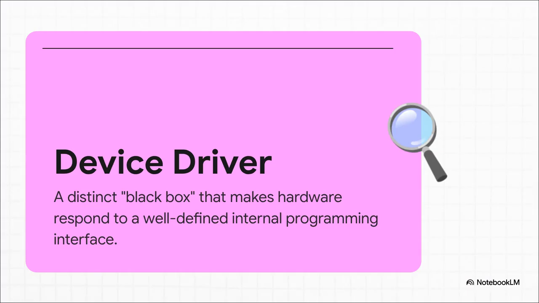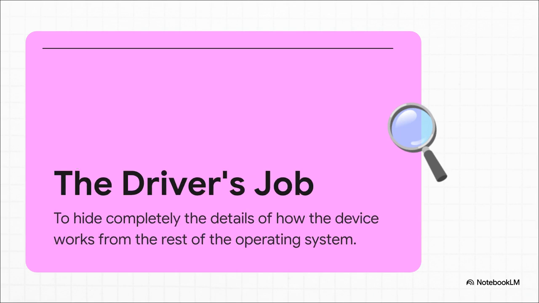So what is a driver, really? Well, the best way to picture it is as a black box. The operating system doesn't know what's going on inside that box, and it doesn't care. It just knows it can give the box a standard, simple command, like print this page. The box then takes that command and translates it into the super specific proprietary language that one particular printer needs to hear. And that right there, that's its main job in a nutshell: abstraction.